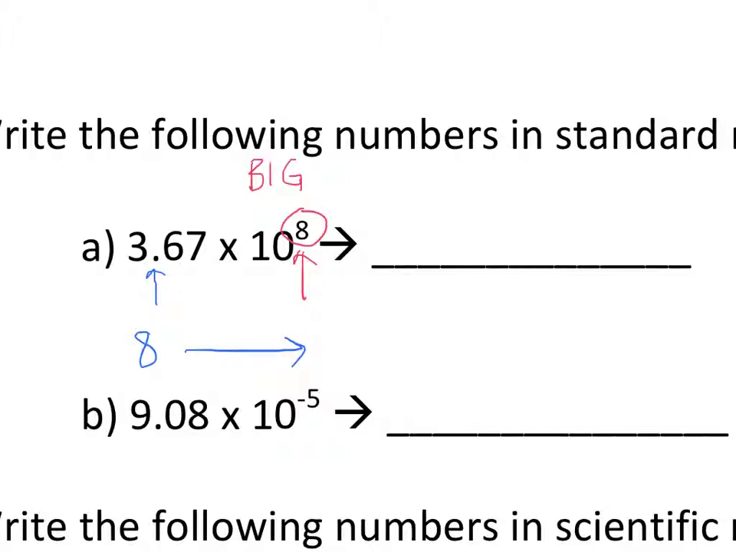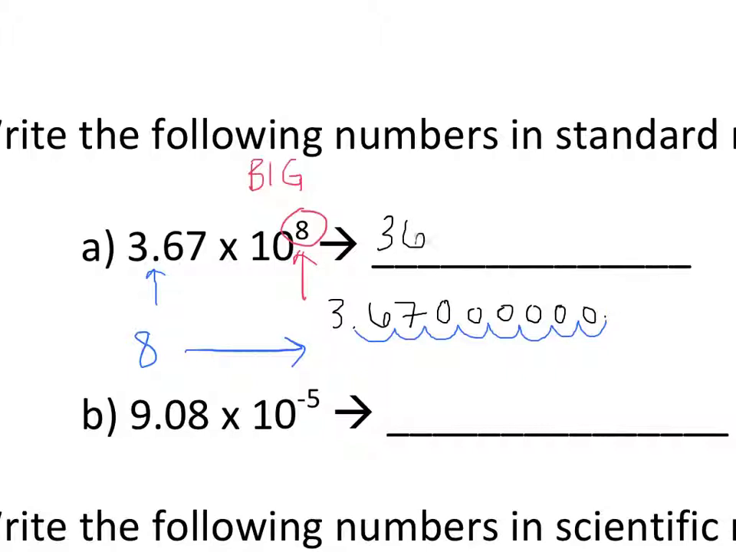So if I have 3.67, I'm going to take my decimal place and move it 1, 2, 3, 4, 5, 6, 7, 8 times to the right and put it right there and fill in the zeros. Now I'm going to write this as my answer, 367, followed by 6 zeros.